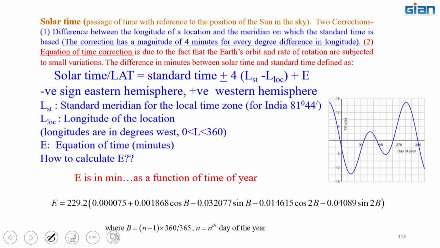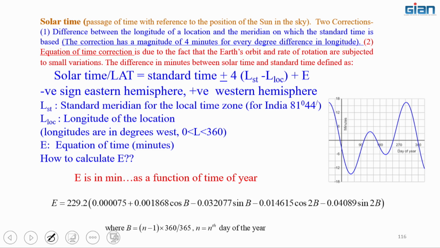And in solar calculations, we never consider standard time. We consider solar time or local apparent time. This local apparent time is standard time plus or minus 4 times (LST minus LOC) plus E. What are this 4 and E? Actually we need to make two corrections.